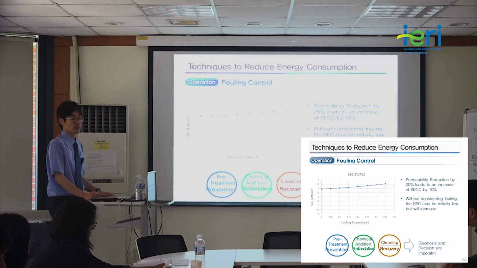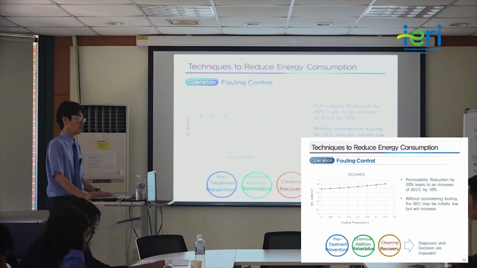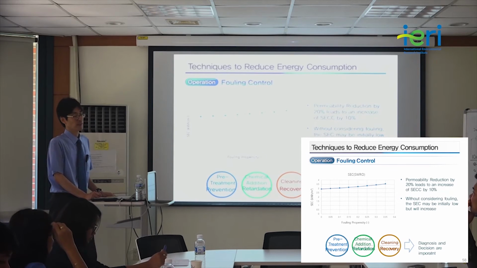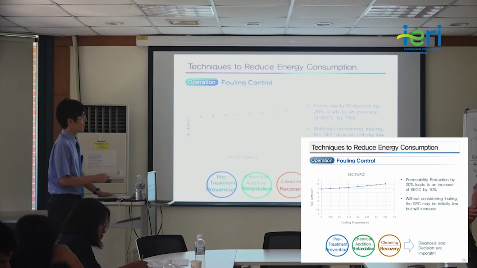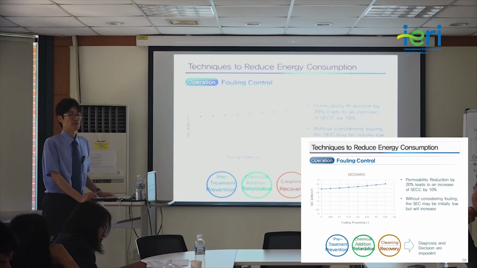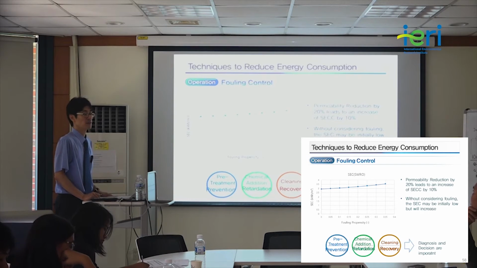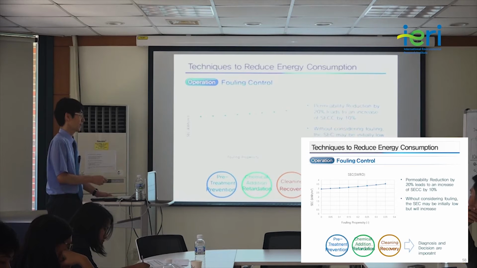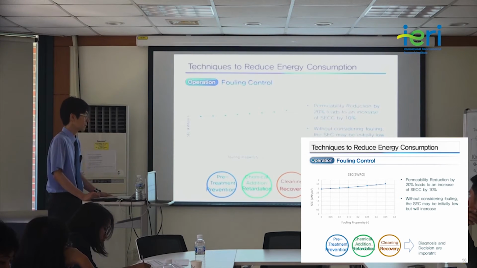The second idea is to add chemicals such as sulfuric acid or antiscalant or coagulant. A coagulant is just for the pretreatment, but anyway, by using these chemicals, we can alter the solution chemistry in the seawater so that we can remove these potential pollutants, and then we can retard the membrane fouling.